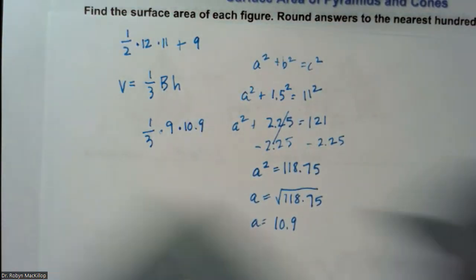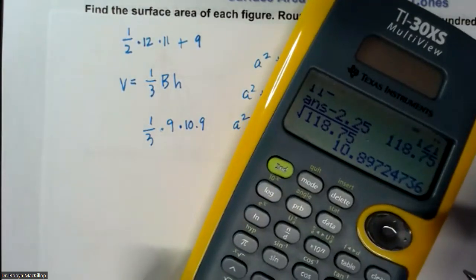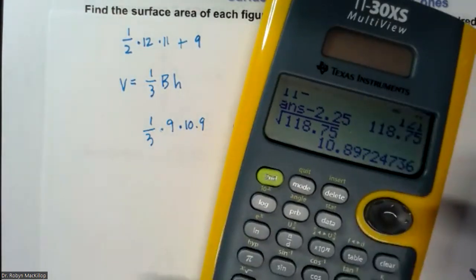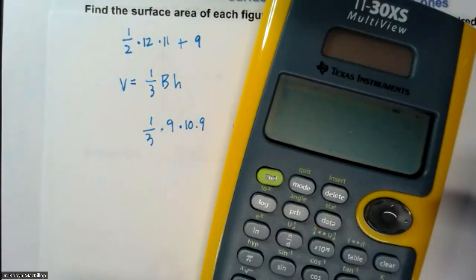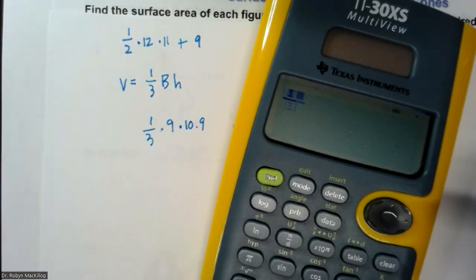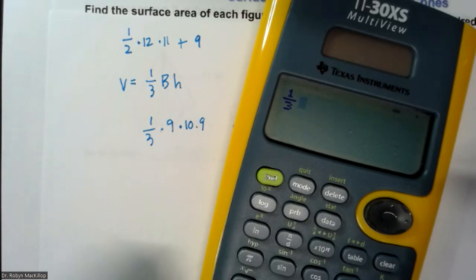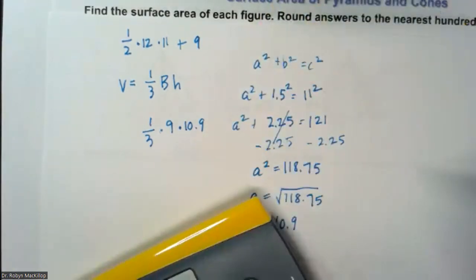So it's complicated. The calculations are not necessarily difficult, but it's a lot for you to keep track of, which is never fun, right? It's like, just give me a square and tell me to find the area and I'm good. But they don't do that. Times 9 times 10.9. So our volume is 32.7.